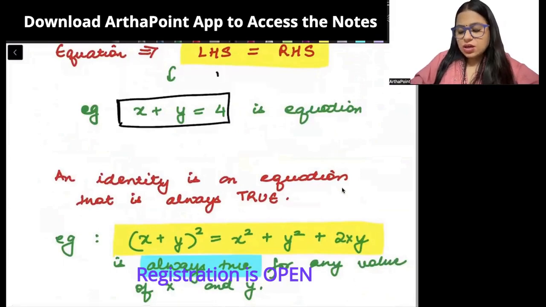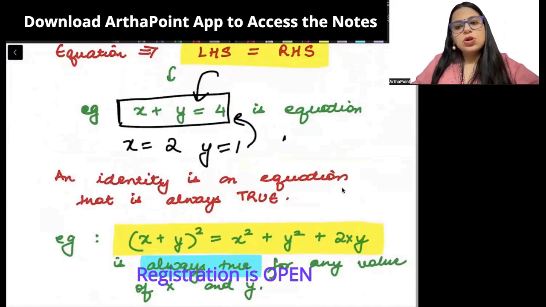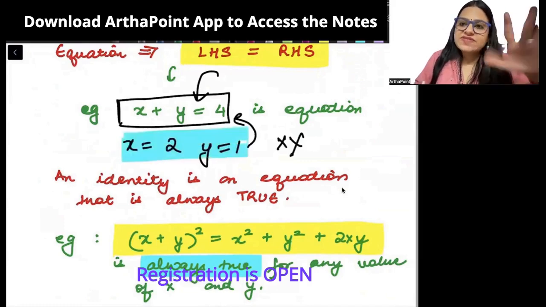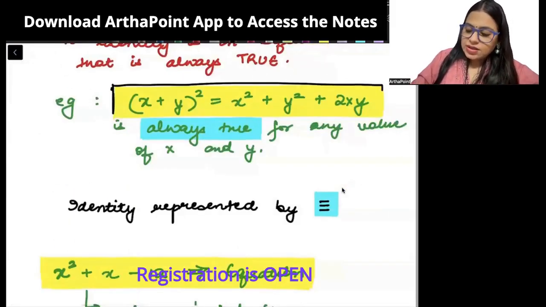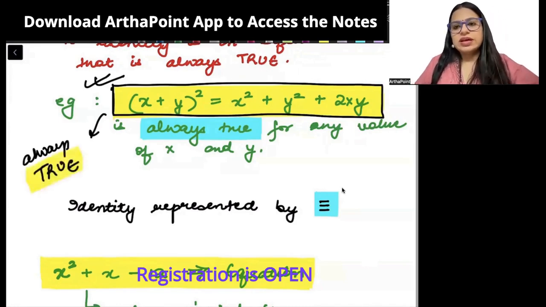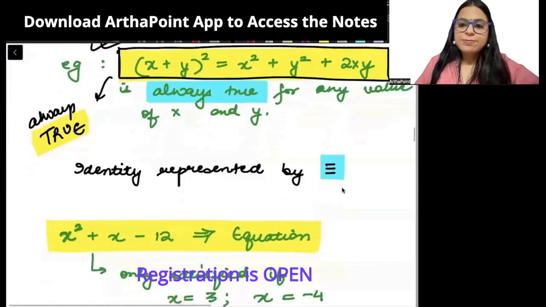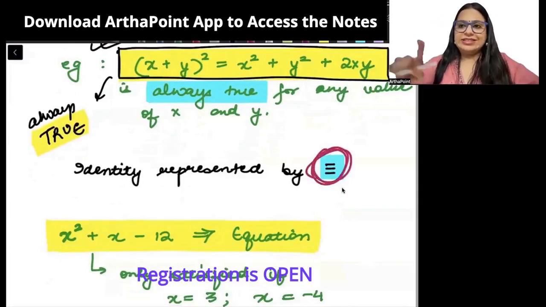So x plus y equal to 4, ये एक इक्वेशन है. अगर मैं x को 2 और y को 1 रखूंगी तो this will not be true. तो it does not hold for any value of x and y. ऐसा नहीं है कि कुछ भी x y डाल दो और चल जाएगा. But x plus y whole square is equal to x square plus y square plus 2xy. This is always true. ये हमेशा true होगा. तो anything that is always true, जो हमेशा true रहता है, that is called as an identity. Identity is represented using 3 lines.